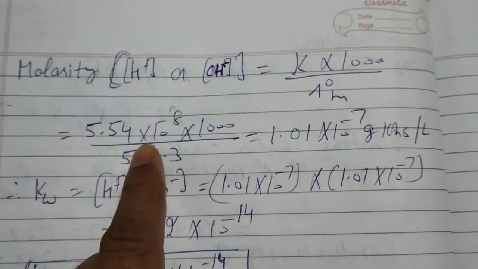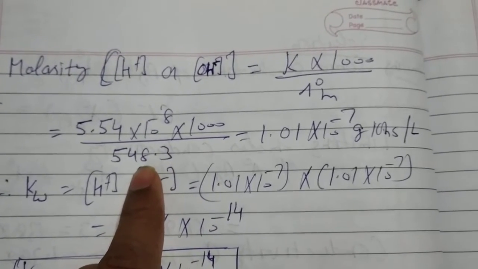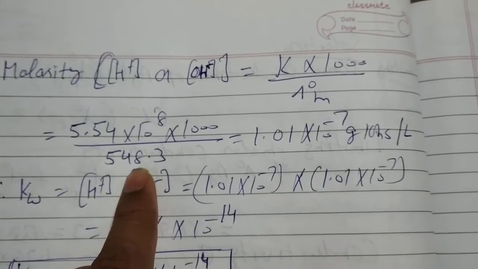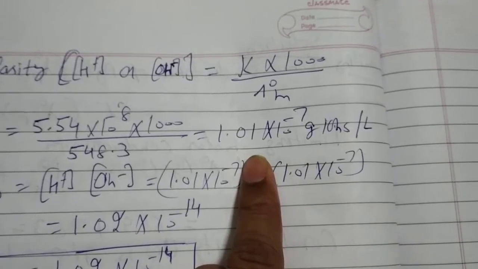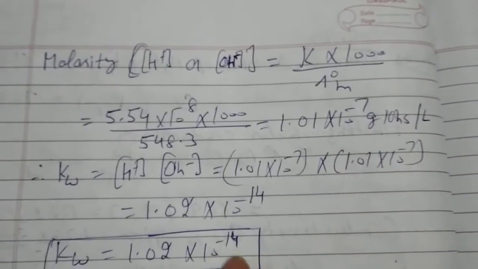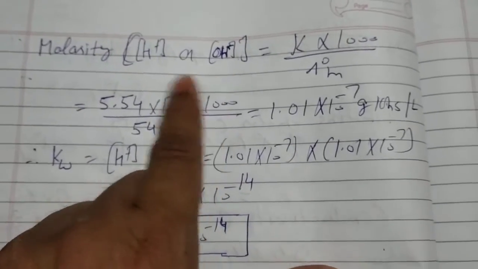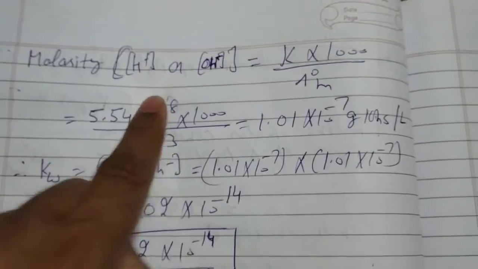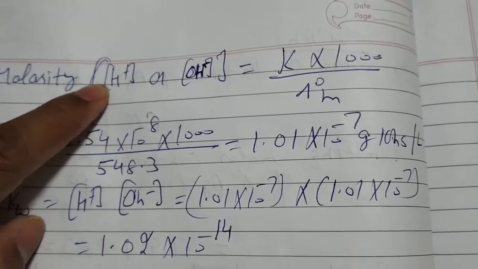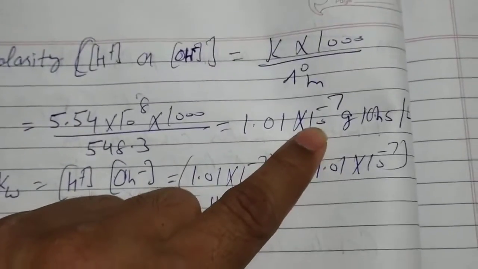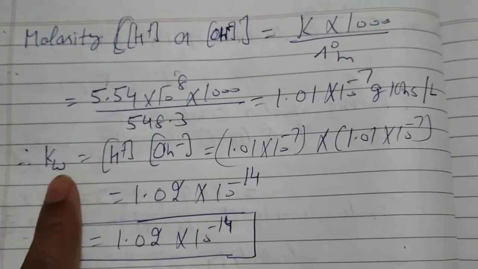Now kappa is 5.54 into 10 raised to power -8 into 1000, and lambda naught m, which we have already calculated, 548.3. So the calculation will come 1.01 into 10 raised to power -7 gram ions per liter. So this value is equal to molarity, or you can say H positive or OH negative. We can say that this value is the molar concentration of H positive. H positive and OH negative are both equal, and they give the ionic product of water.